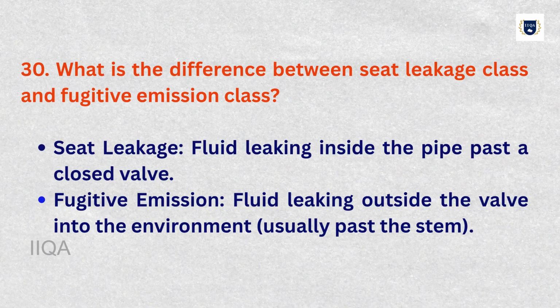What is the difference between seat leakage class and fugitive emission class? Seat leakage, fluid leaking inside the pipe past a closed valve. Fugitive emission, fluid leaking outside the valve into the environment, usually past the stem.